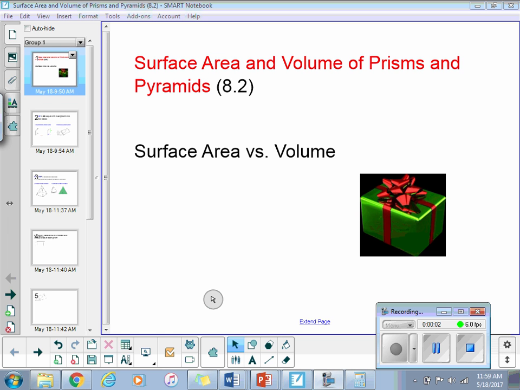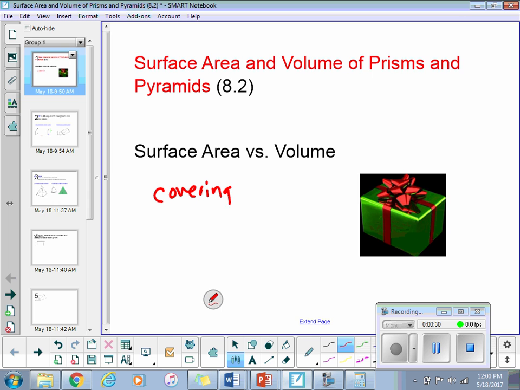All right, so today we're talking about surface area and volumes of prisms and pyramids. And you have some familiarity with this from elementary school, I know, but perhaps the words surface area and volume are new to you. So to think about gift wrapping a present, the amount of gift wrapping paper it would take to cover your present, that would be your surface area.